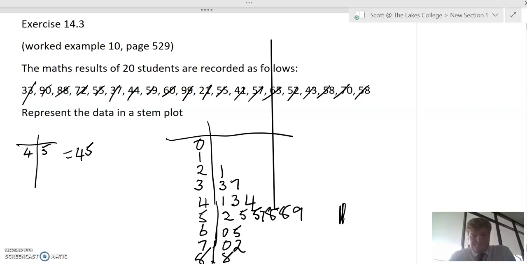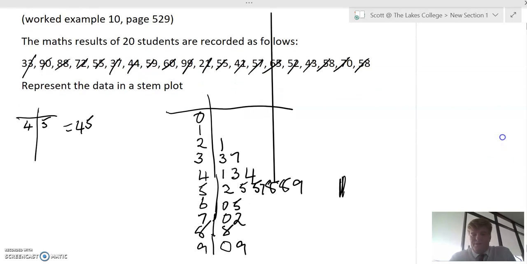I've already done this one before. I just want to go through the process. This is what we want to end up with, the STEM plot. So these numbers represent, 3 is the 30s column, this is 33 and a 37, 41, 43 and so on.